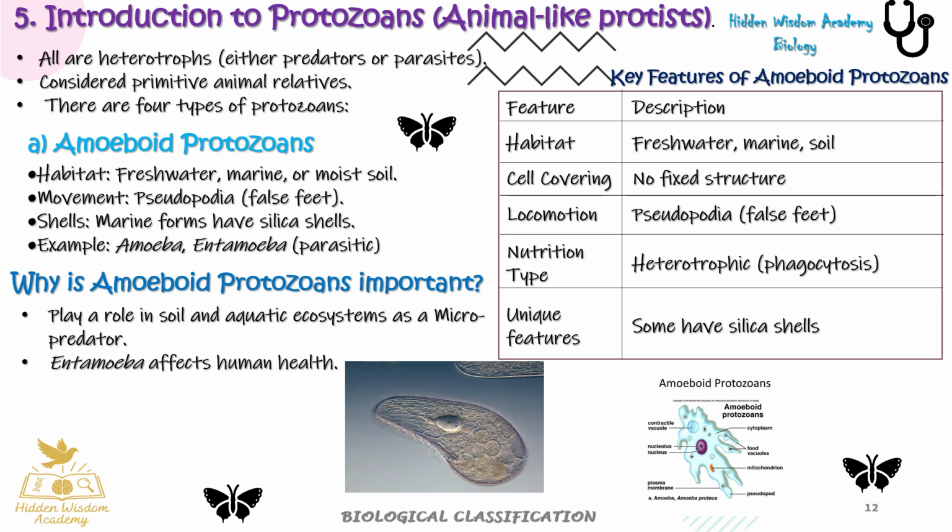Why are amoeboid protozoans important? 1. They play a role in soil and aquatic ecosystems as micropredators. 2. Entamoeba affects human health.